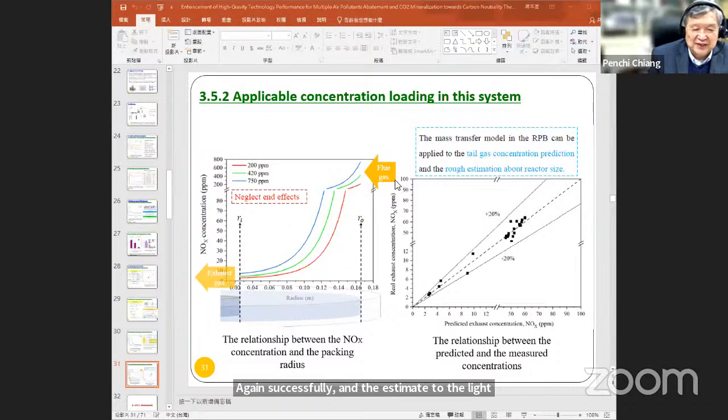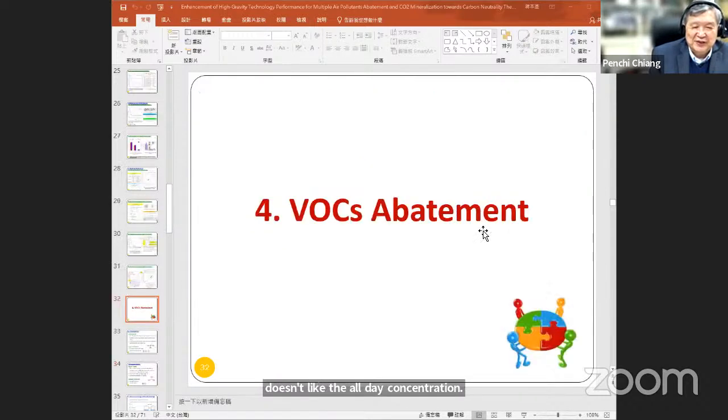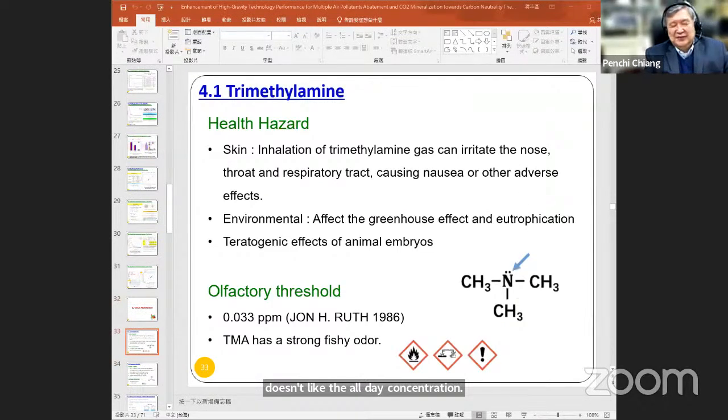This is the inlet gas concentration, and this is the outlet concentration. You can see the model predicted quite well here. Then the third mission is to demonstrate how the high-G process can be utilized for VOC control.